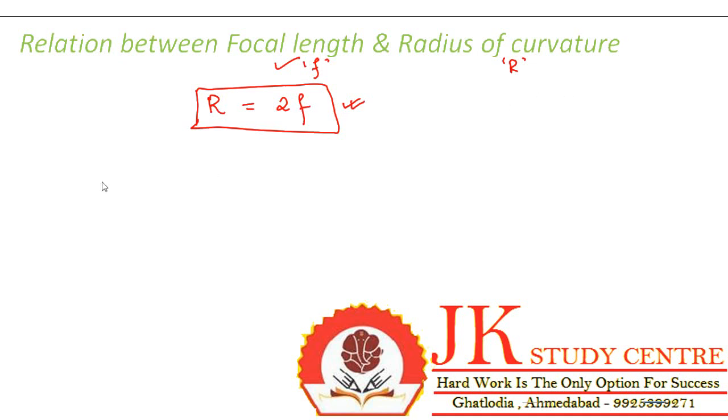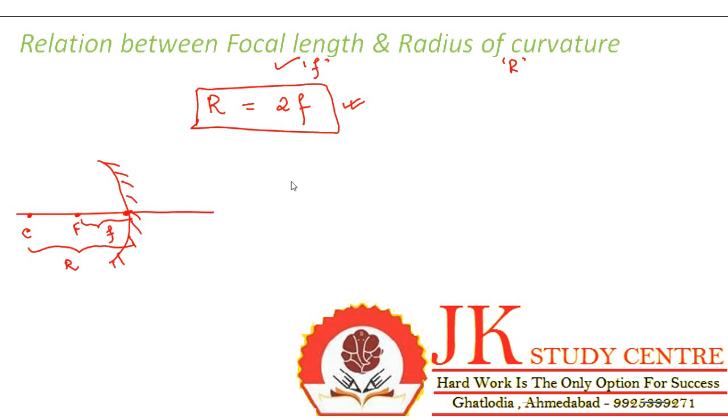So when we consider a concave mirror, it is something like this: this is my pole, this is my principal focus, and this is my center of curvature. So what is R? R is this distance, that is the radius of the sphere. And what is my focal length? That is this distance, F. So it says that R is equal to twice the focal length.